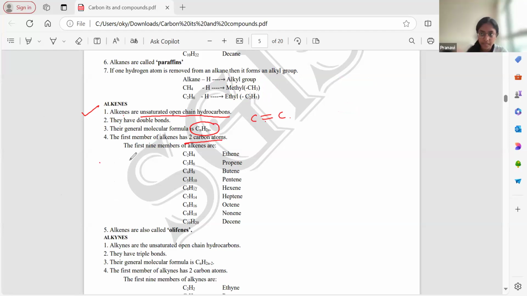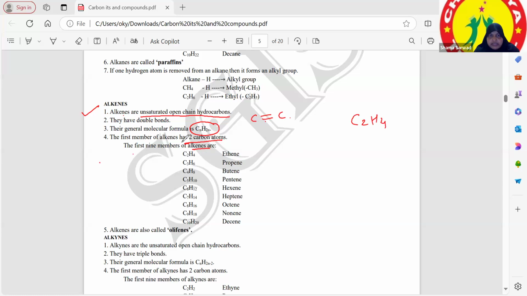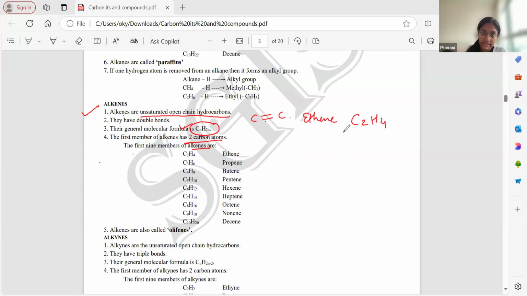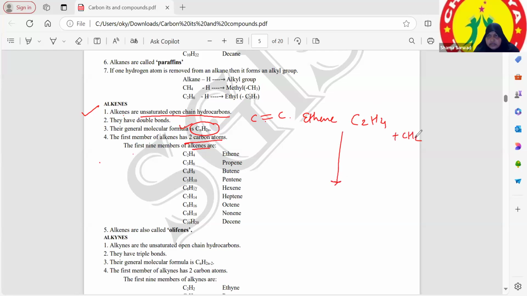So the first 9 members of alkenes are given. First member is C2H4. Correct? Due to the formula you can form the first member. That is ethene. Now, when you have Ethene, you just have to add what? CH2. Each member, here it will form what? C3H6. Then again plus CH2. You will get C4H10. So H8, sorry, not 10.